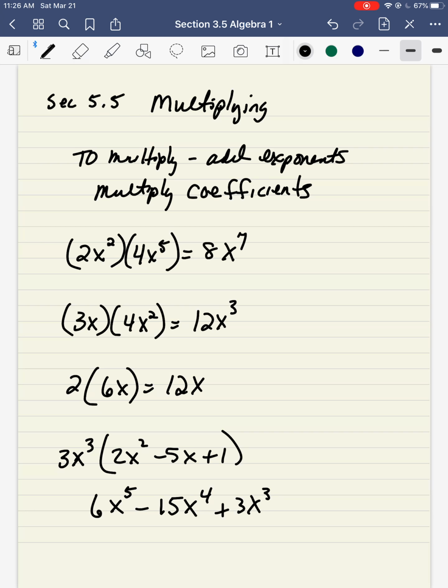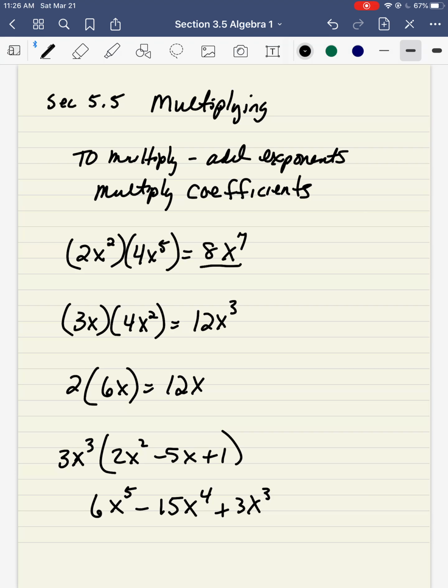Section 5.5, Multiplying Polynomials. To multiply, remember you need to add the exponents and you multiply the coefficients. So if you have 2x squared times 4x to the fifth, when you multiply the 2 times the 4 for the coefficients, you get an 8. When you're adding the exponents, 2 plus 5, you get 7.